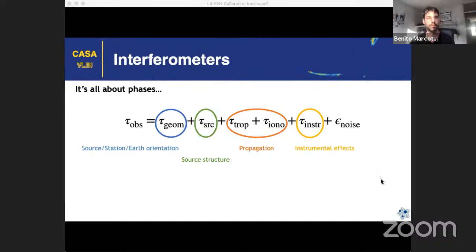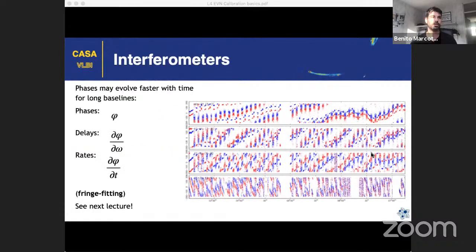And of course, you always need to take into account that you have different instruments, so they may already introduce different instrumental effects, delays in your signal paths. Plus, you always will have some noise. So all this means that if you observe a compact source, you will see an evolution of the phases, and you can see here the phases versus time for different baselines in one particular EVN observation.